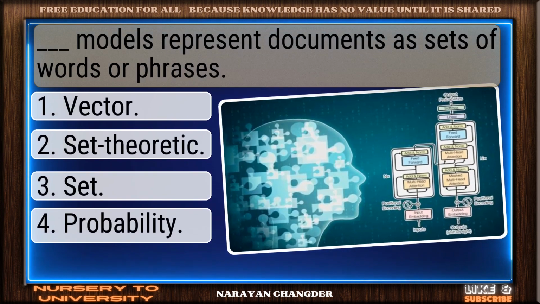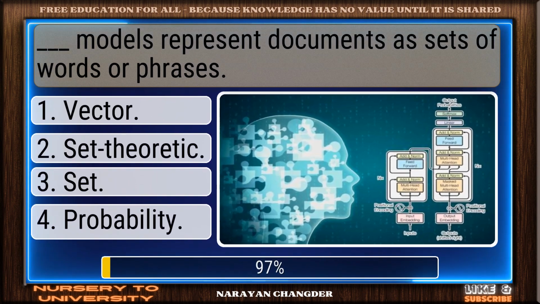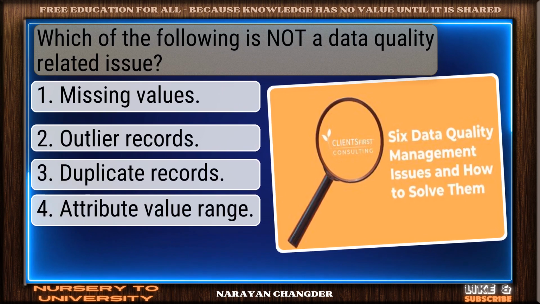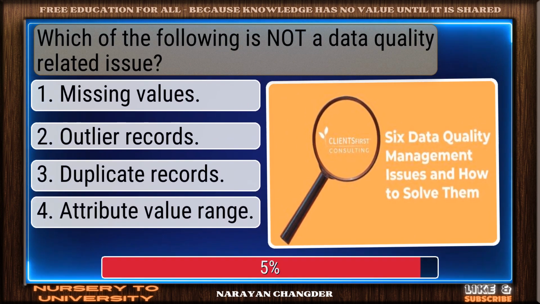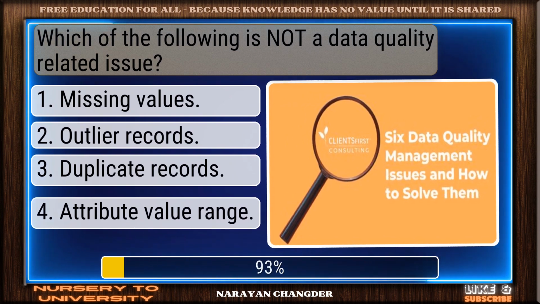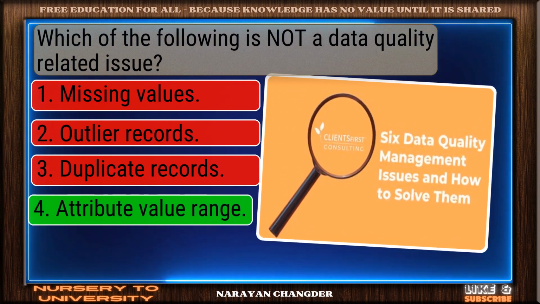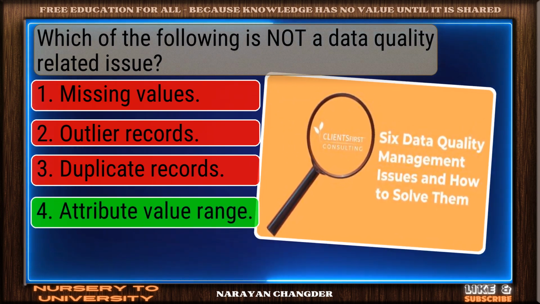Dash models represent documents as sets of words or phrases. Valid point. Set theoretic is true. Which of the following is not a data quality related issue? E. Clear logic. Your choice, attribute value range, is sound and 100% true.